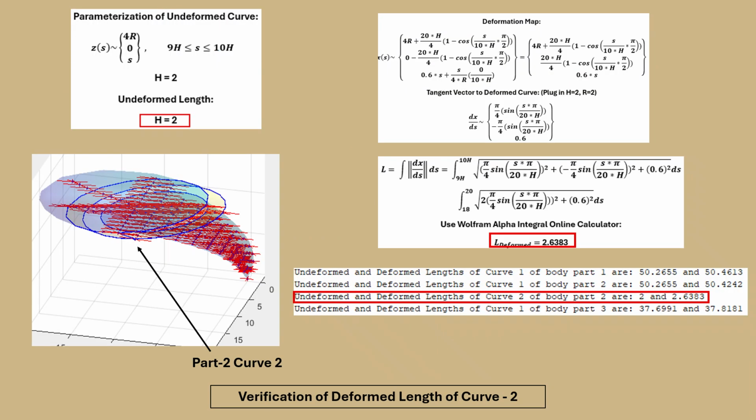In this slide, we're going to walk through that deformed curve that I referenced on the last slide. Here is the parameterization of that undeformed curve running from 9h to 10h, and then the length is found to just be 2 because it's just the height. And then here, I basically plugged that parameterization into the map, and then I found the tangent vector, and then I normalized it and integrated it to find the length, which came out to be 2.6383, which matches the value I found in MATLAB.